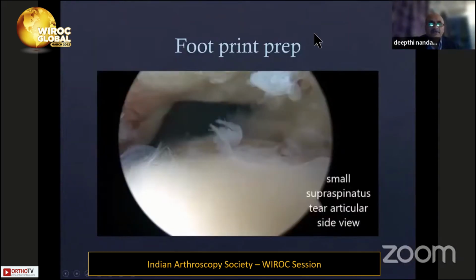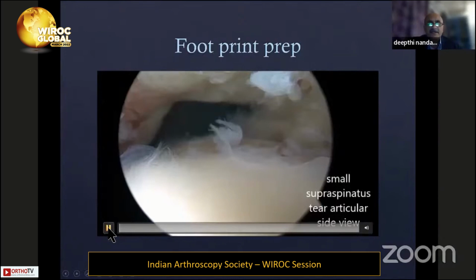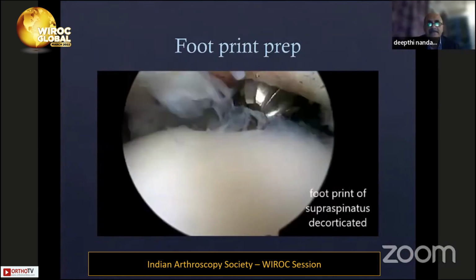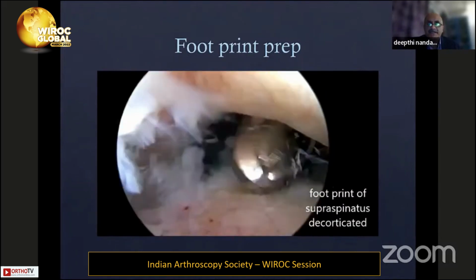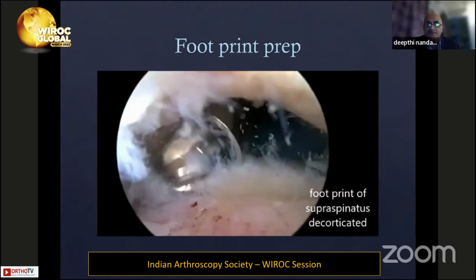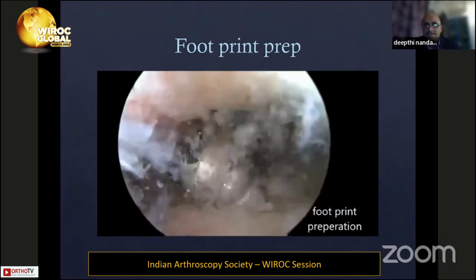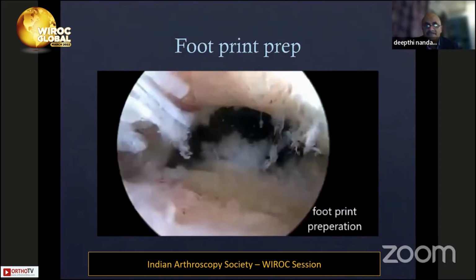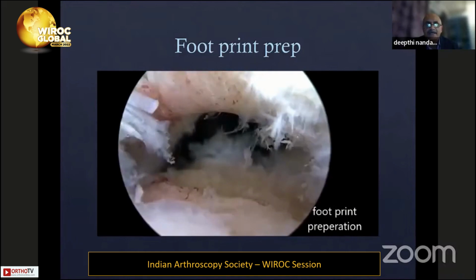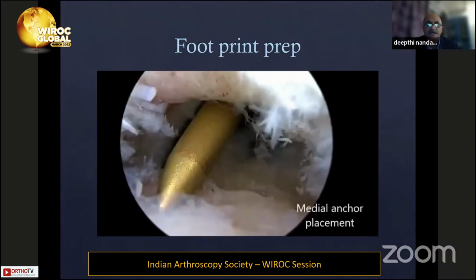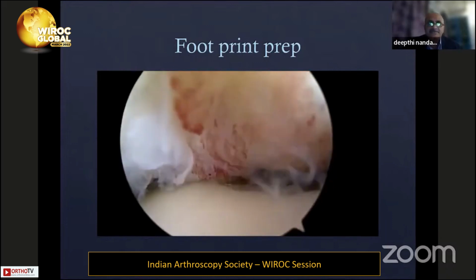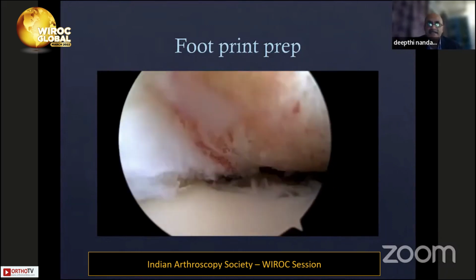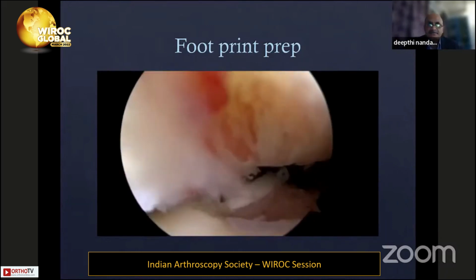So if you look at the footprint preparation, always decorticate the bone. And that is a small size rotator cuff tear. Only supraspinatus is gone. You decorticate the bone, but you notice that I don't touch the subchondral bone just next to the articular surface, because this is where my anchor is going to go in, with the hard bone just lateral to the articular surface. That is where it's going to be anchored. That's the anchor coming in, and that's screwed in.